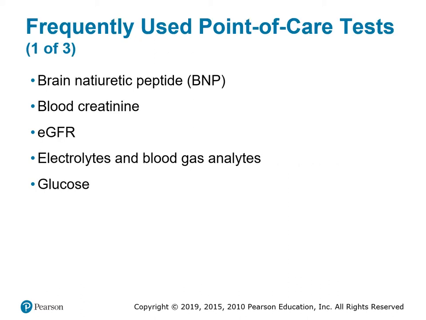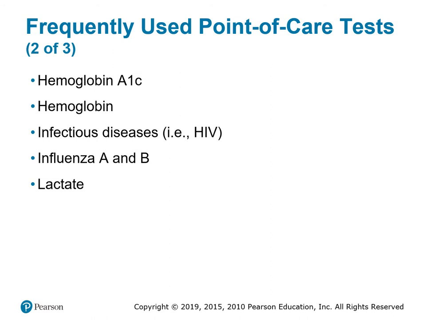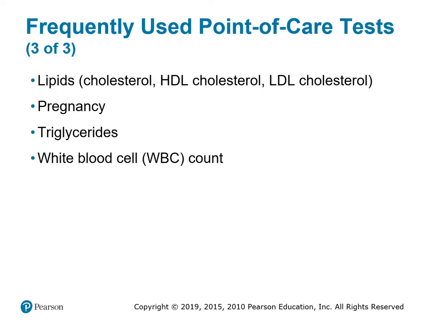Frequently used POC tests: brain natriuretic peptides, or BNP. Blood creatinine, eGFR, electrolytes and blood gas analysis, analytes, and glucose. Hemoglobin A1C, hemoglobin, infectious disease, for example HIV, influenza A and B, lactate. Lipids, so it's for testing your cholesterol, your HDL cholesterol, or your LDL cholesterol, pregnancy, triglycerides, white blood cell count.